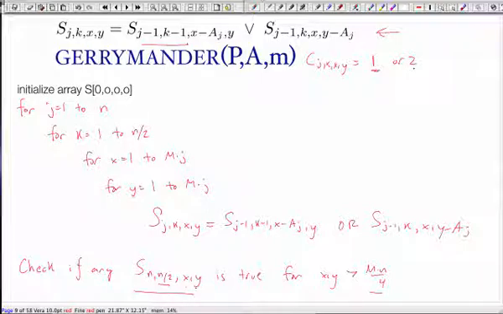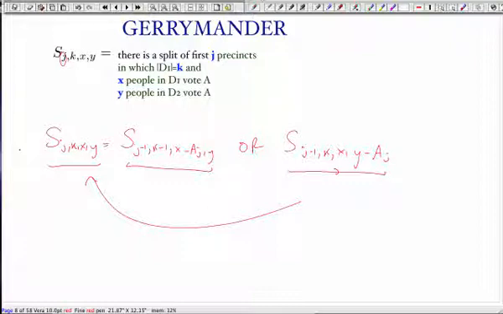Question? Absolutely. The logic behind this equation. Okay, so this variable stands for there's a way to assign j precincts so that the first district has k of them, and x people vote for A and D1, and y people vote for A and D2.